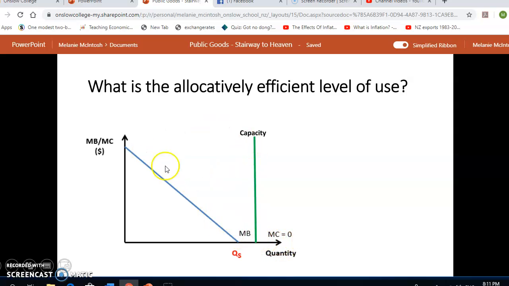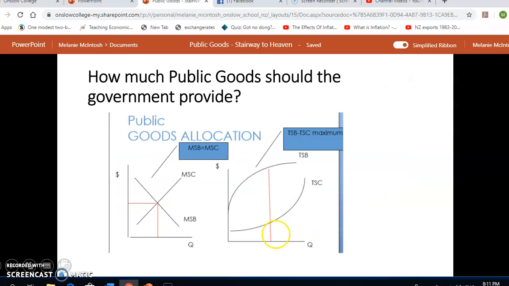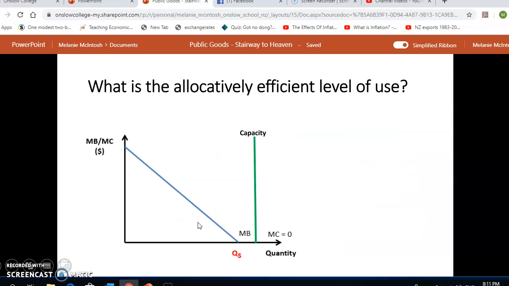So what we're saying is that it's allocatively efficient when marginal benefit, see the blue line, equals zero, which also equals MC. So MB equals MC. If I flick back, MSC equals MSB. So in this case, for a public good, since MC equals zero, then the social equilibrium... oh, that's why QS is there. Now I know, I remember.